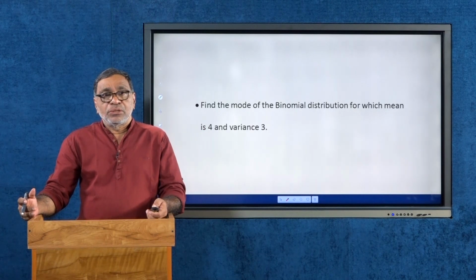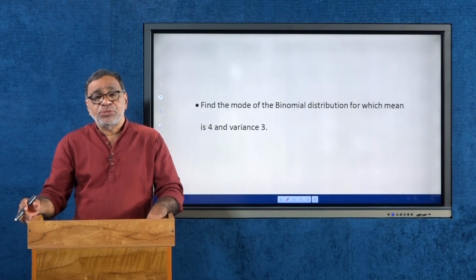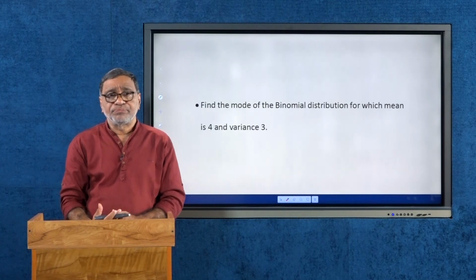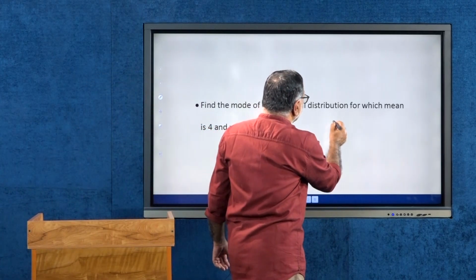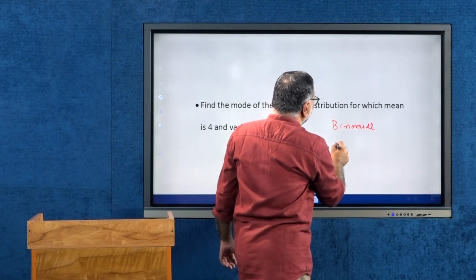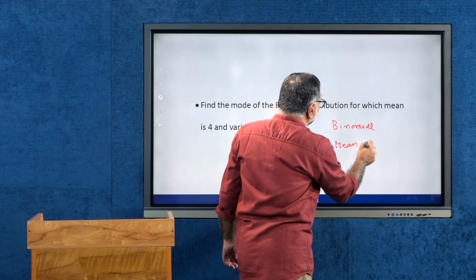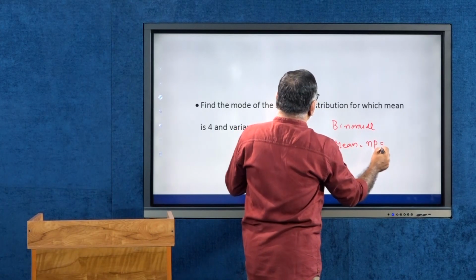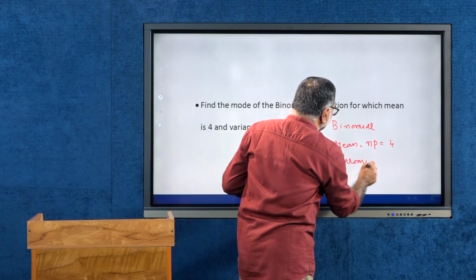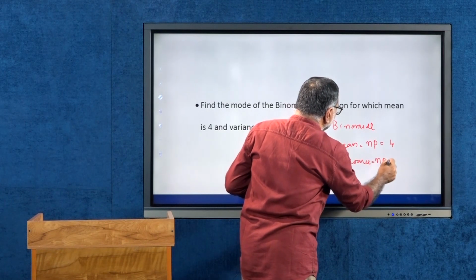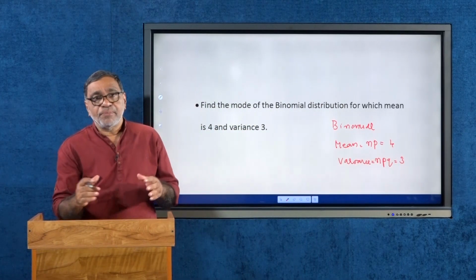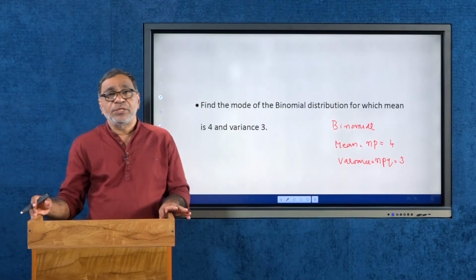And another example: find the mode of the binomial distribution for which mean is 4 and variance is equal to 3. This is an indirect question. Suppose a binomial distribution is given to you and mean np is equal to 4 and variance is equal to 3. For the binomial distribution, mean is equal to 4 and variance is equal to 3.